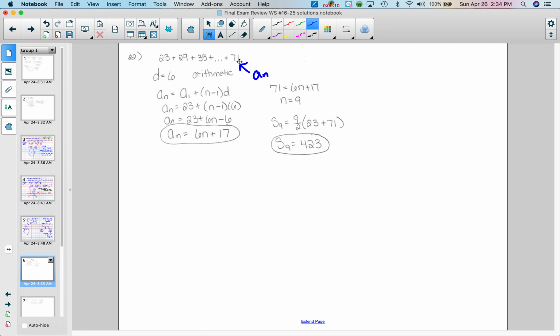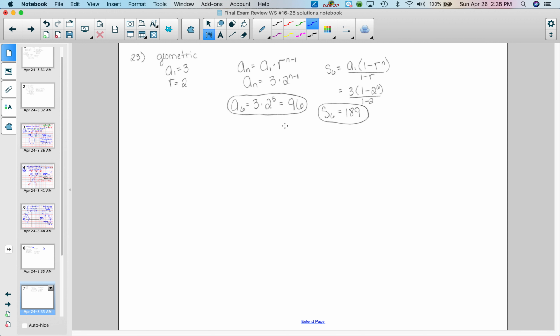Then I counted this as a sub n because I needed to figure out what n was. So if 71 is a sub n, set that equal to 6n plus 17. You get n equals 9. And so that means I'm looking for s sub 9. I want the sum of those first 9 terms. So then I used my formula for that and plugged it in, and you get the sum is 423.